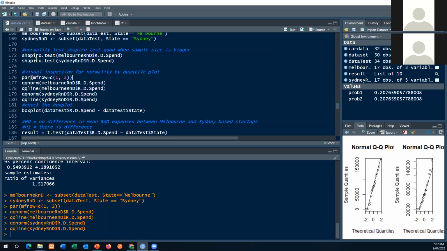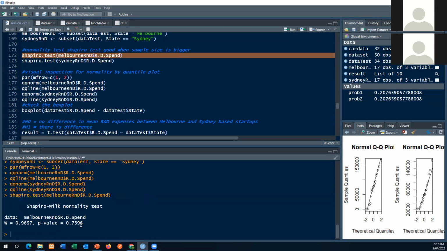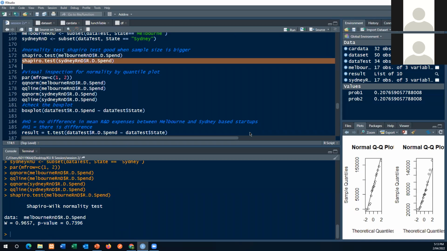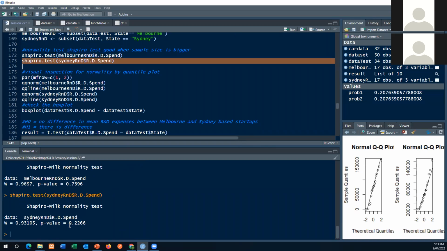But the Shapiro test can also confirm that from a mathematical point of view. You can see the p-value is very high, and a higher value means retain the null hypothesis. In this case, the null hypothesis is that the data is normal, and the alternate hypothesis is that the data is not normal. Since the p-value is higher, we are accepting the null hypothesis. The second one is also much bigger than 0.05. So in both cases, the Shapiro test is telling us the data is normal, and we also confirmed that by visual checking as well.